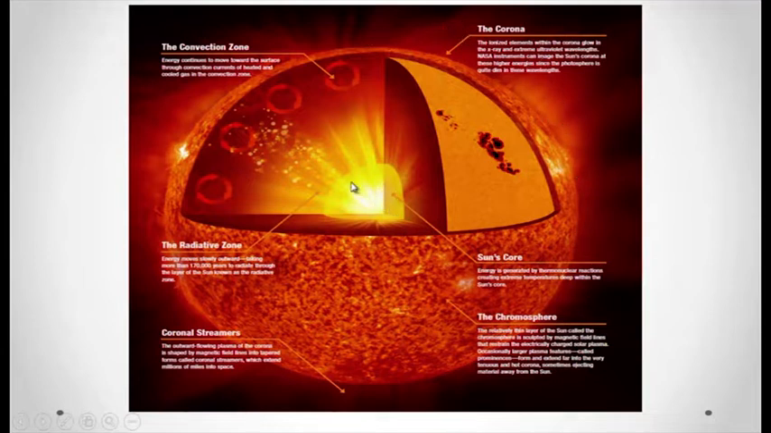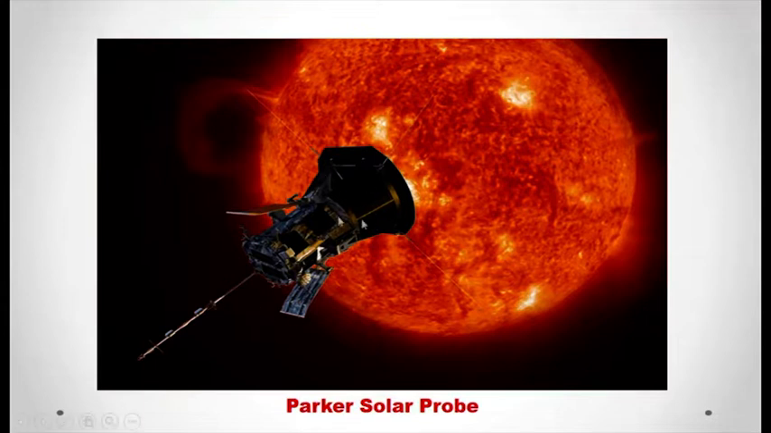This is the core of the Sun, which is the only part which produces energy. Radiative zone, energy produced in the core is radiated to the atmosphere. Then streamers, coronal streamers, chromosphere. So like that, Sun is dissected into different parts by the solar scientists. This is the Parker solar probe which probes the Sun closely. So the properties of Sun known to humankind are due to this Parker solar probe. Other probes are also sent by different space agencies from the world to probe the properties of Sun.